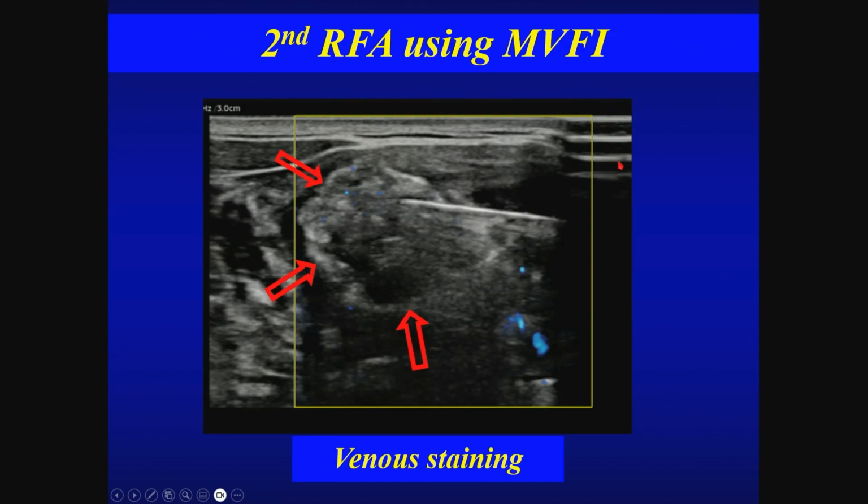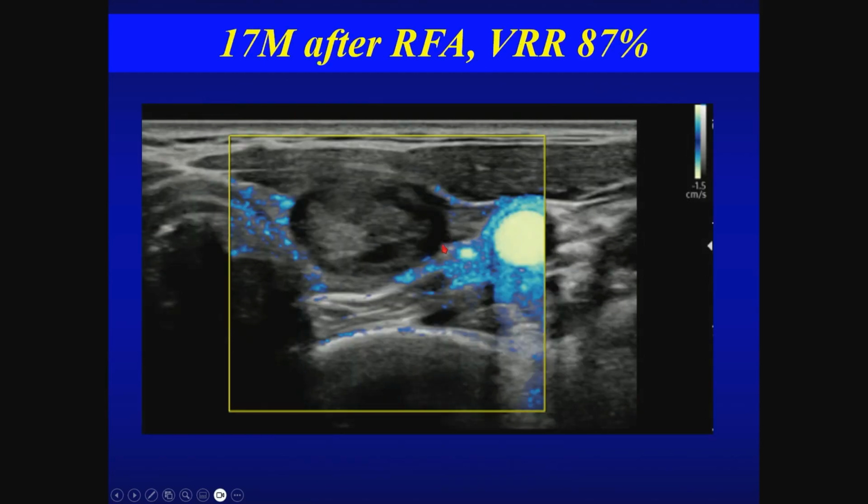In the second ablation, we target the marginal veins as completely as possible, like this. You can see the echogenic venous staining is very nice on this ultrasound imaging. And the microvascular flow imaging shows normal vascularity in and around the thyroid nodule. At 17 months after RF ablation, you can see the completely ablated benign thyroid nodule like this.